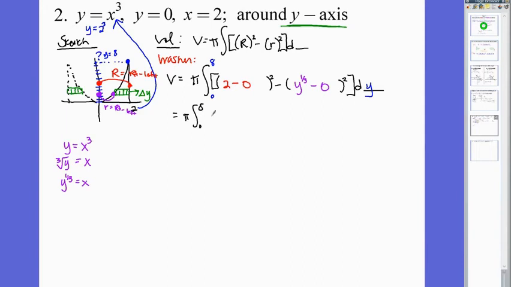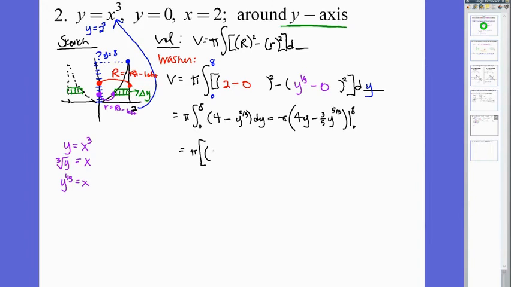So 2 minus 0 squared is, of course, 4. Y to the 1/3 squared would be y to the 2/3 power, and then this is dy. And then all we're left with doing is taking antiderivatives. So the antiderivative of 4 is 4y, and the antiderivative of y to the 2/3 is y to the 5/3. We'll put the reciprocal of 3/5 in front, and then we'll have a vertical bar 0 to 8. I'm going to keep that pi out front, and then I'm going to get ready for a bracket and plug in my upper bound of 8.